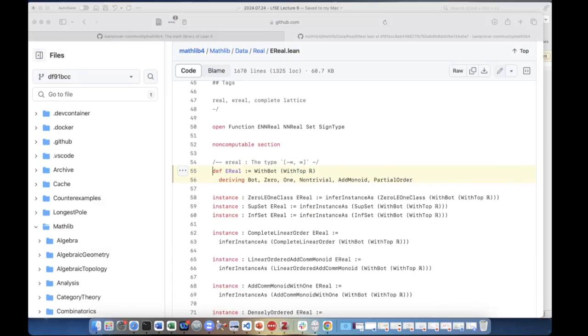Oh, so Lean mostly doesn't do symbolic math? What do you mean by that question?